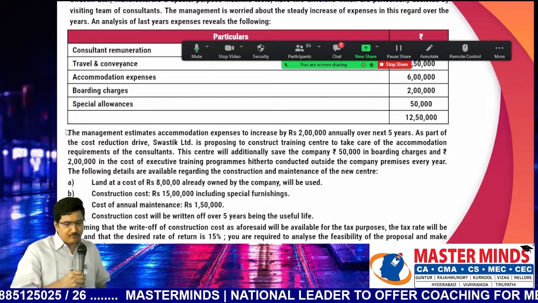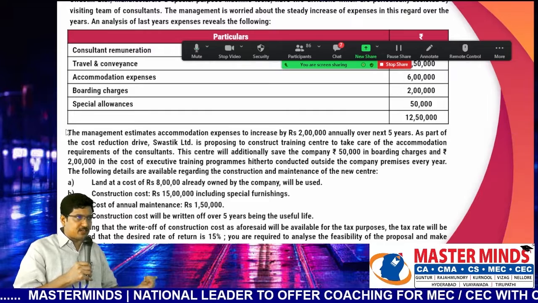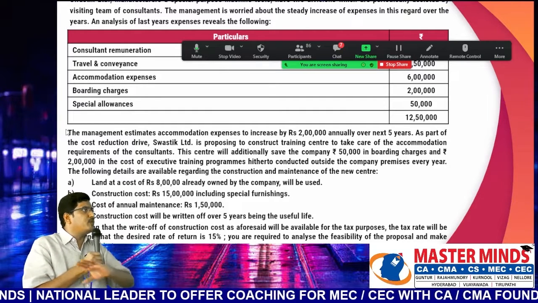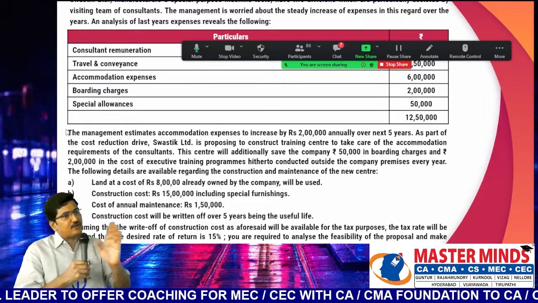What about travel and conveyance? Earlier it is 1,50,000. Now also it will be 1,50,000. Since it is common, we need not consider it. So we are not getting any benefit and we are not incurring any extra cost.